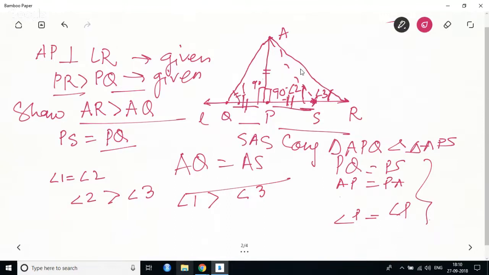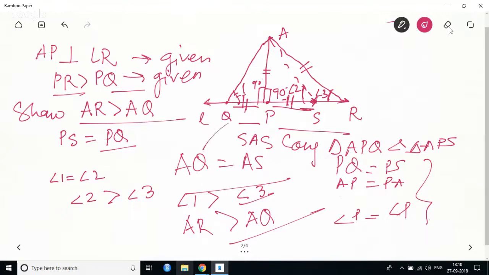Now if angle 1 is greater than angle 3, the larger side is always opposite to the greater angle. So opposite to angle 1 is what? AR. Opposite to angle 3 is what? AQ. I can write AR is greater than AQ. So this is the case.